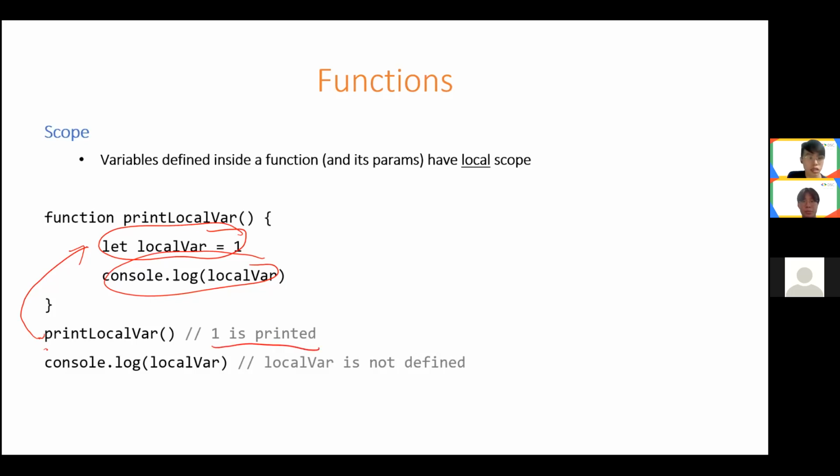1 is printed. Next, I try to do a console log of local var. So you see, this code over here is already out of the local scope of this function. So this statement here has a global scope. So if I try to do that, I cannot access local var because they are only visible inside the function. And when we try to do that, we get local var is not defined because we don't have a local var variable in the global scope.